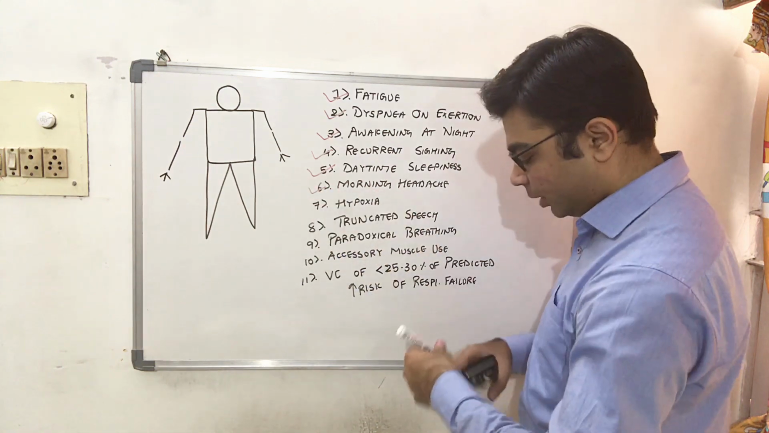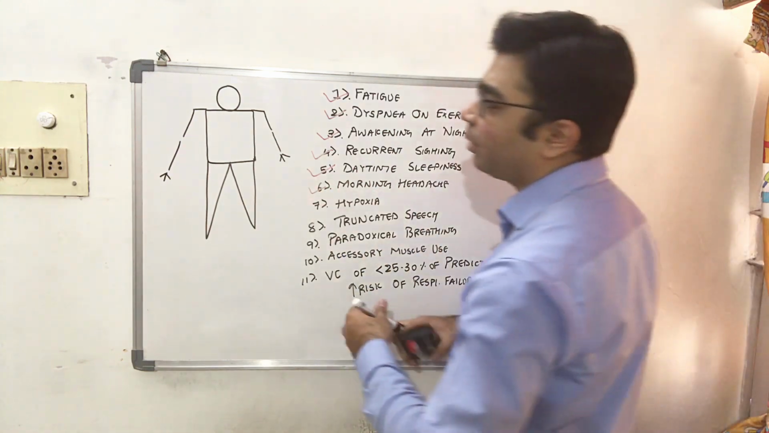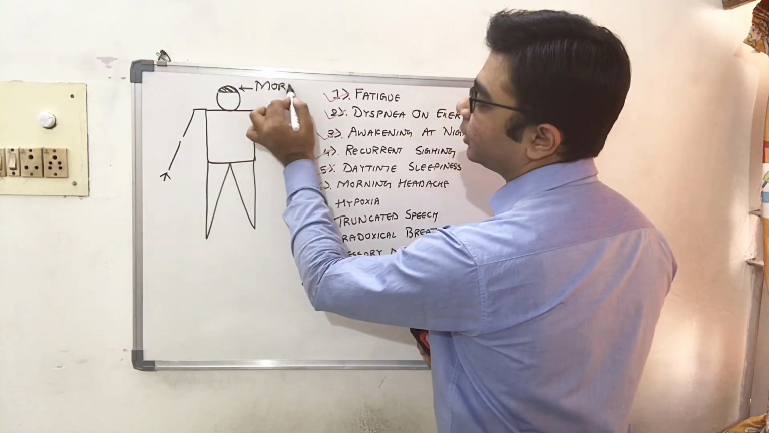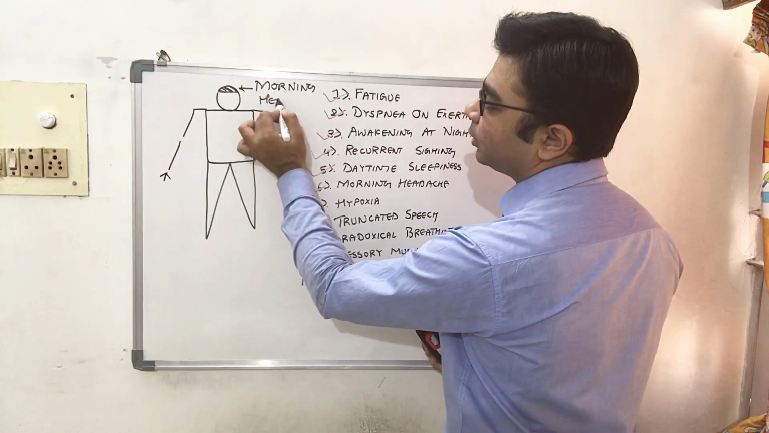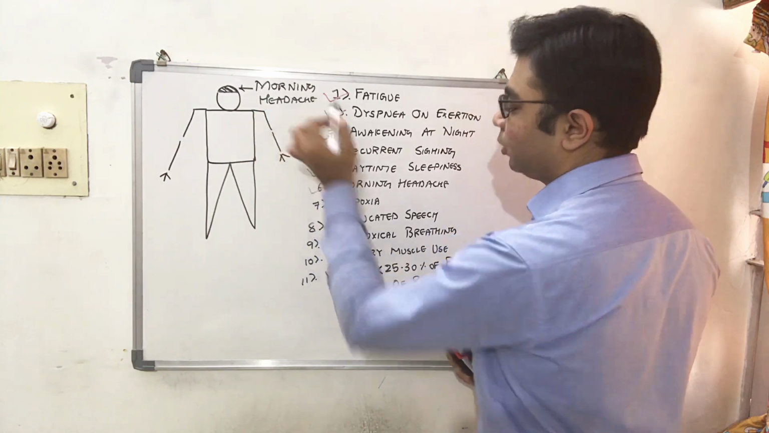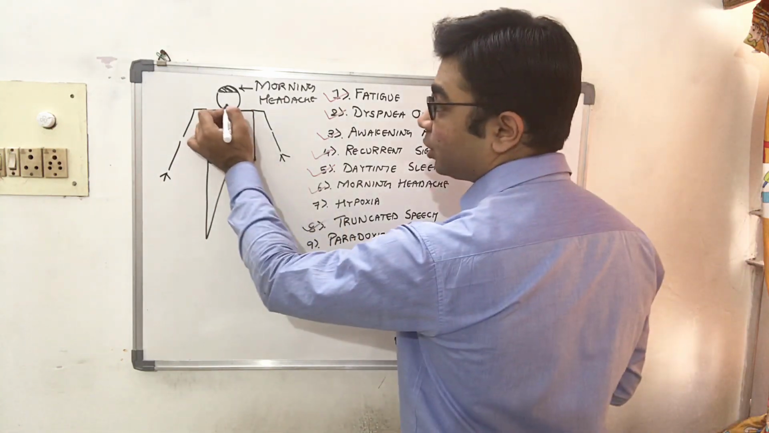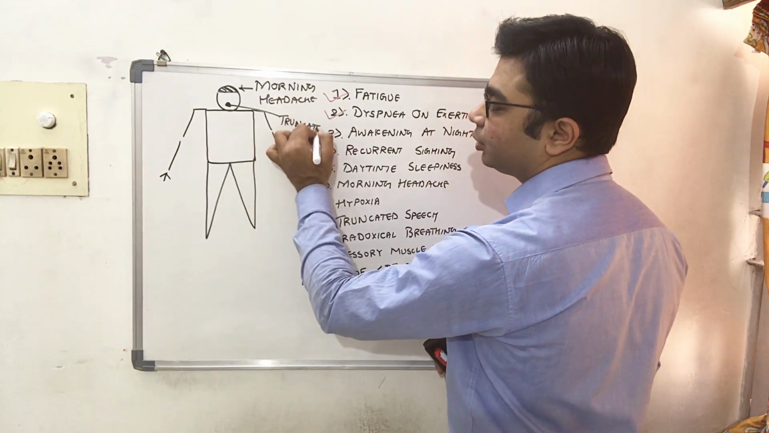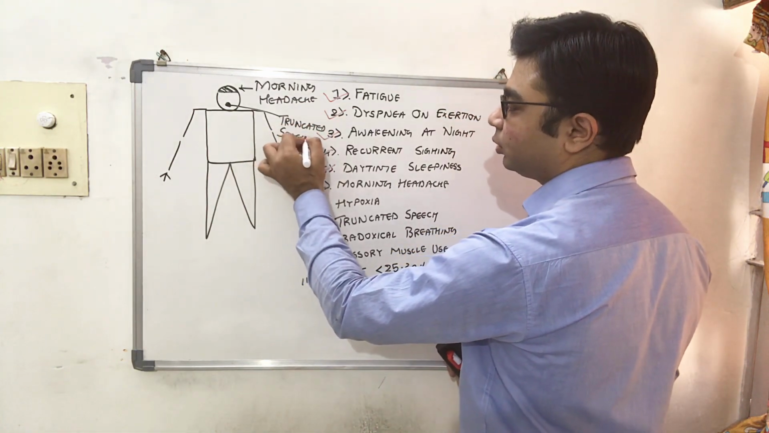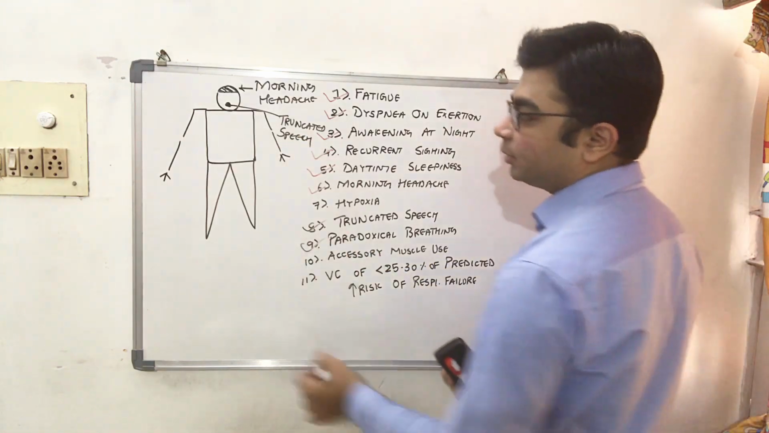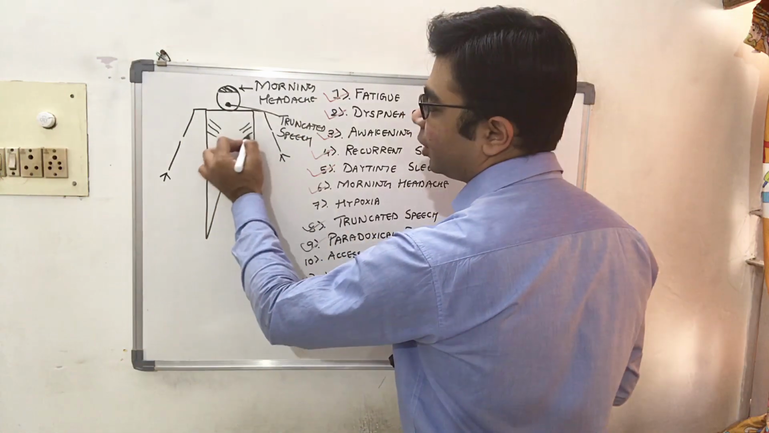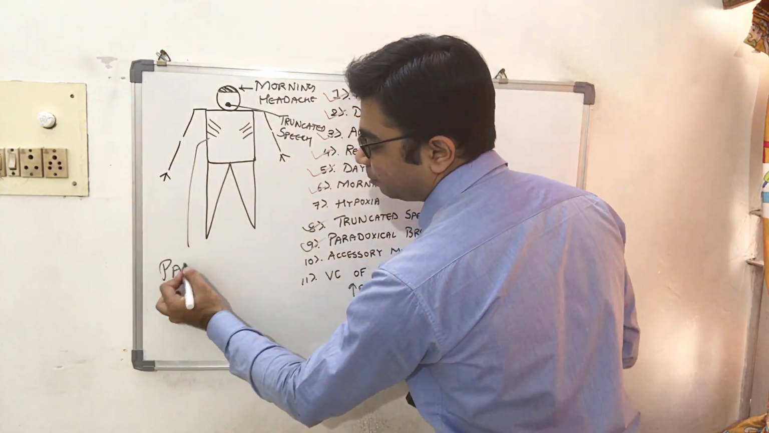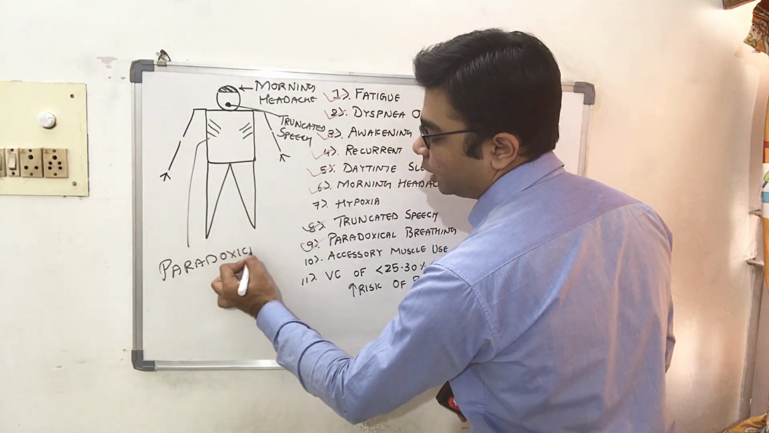Morning headache: let me write it over here, the patient may complain of morning headache. Next thing is truncated speech. Speech is also affected. Then paradoxical breathing. Here we have the ribs, and if we focus on the respiratory movements, paradoxical breathing is seen.